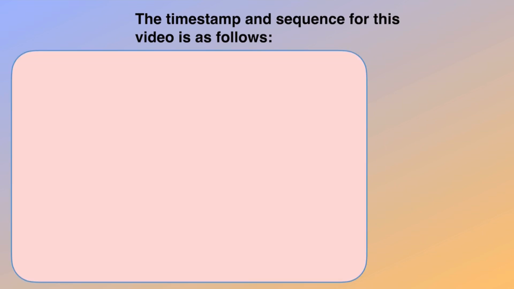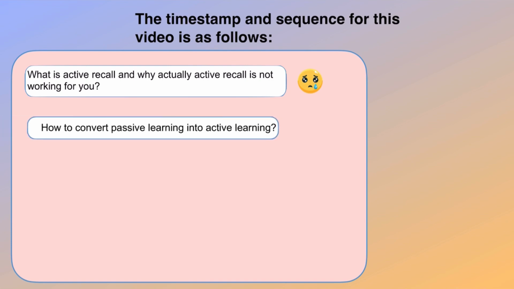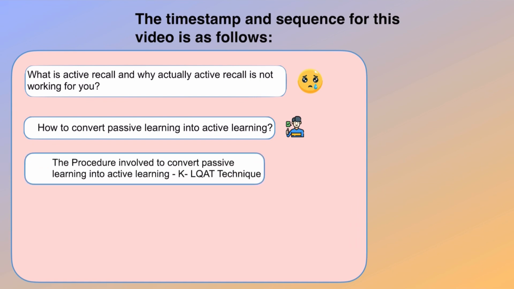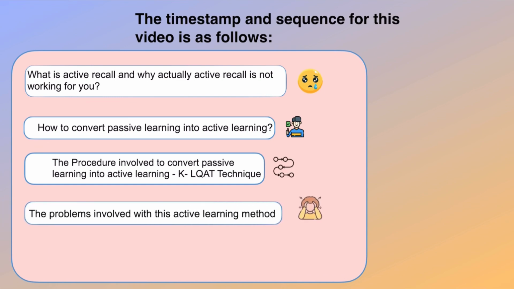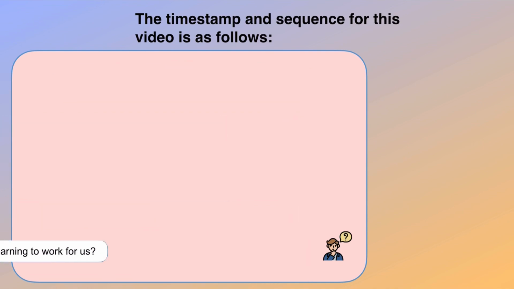First, what is active recall and why actually active recall is not working for you. Second, how to convert passive learning into active learning. Third, the procedure involved to convert passive learning into active learning, the K-LQAT technique. Fourth, the problem involved with this active learning method. And fifth, what should we do in order for active learning to work for us. So now let's get into the video.